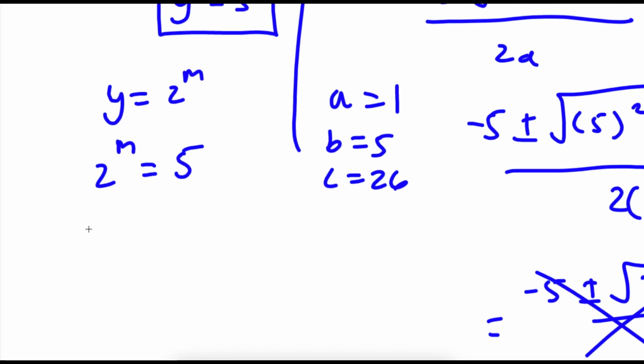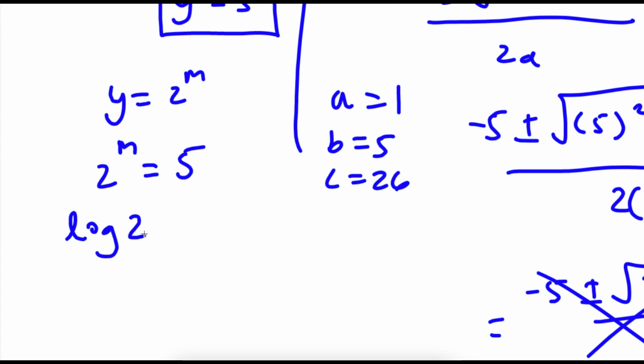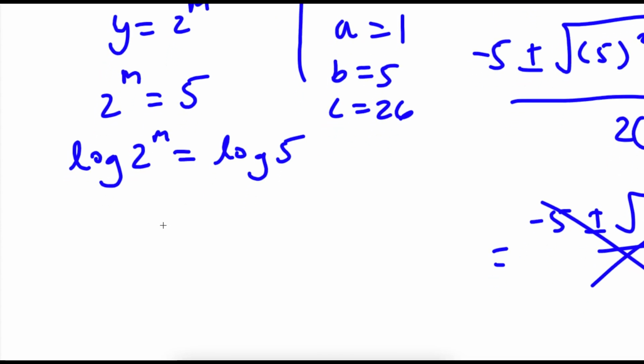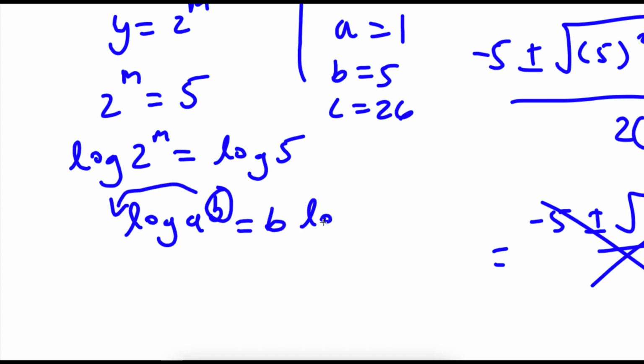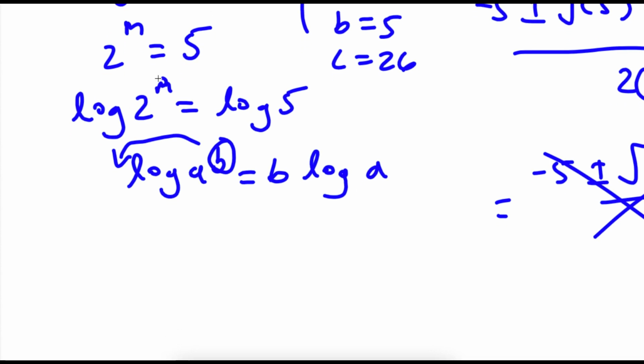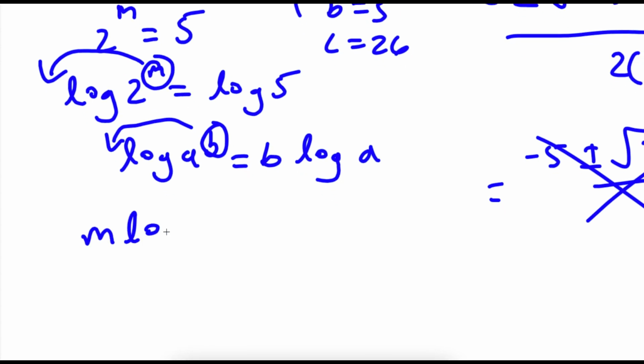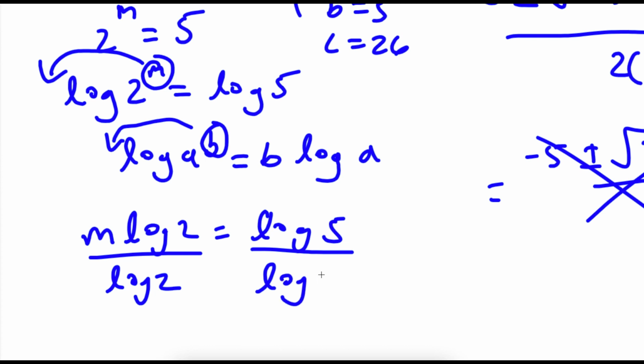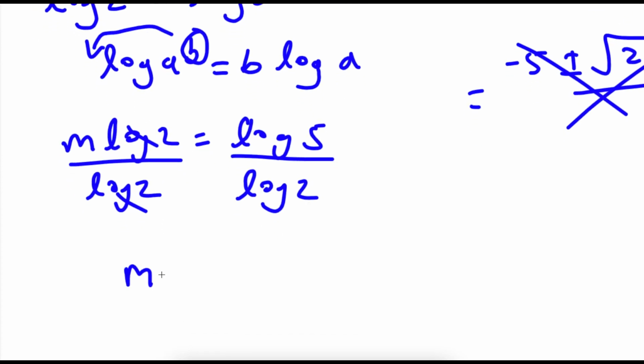So now to solve this, I'm going to take the log on both sides. So now I have log 2 to the power of m is equal to log 5. And now an important property of logarithms is that if I have log a to the power of b, I can actually move this exponent b to the front of the logarithm. So this would give me b times log a. So now I can move my m here, my exponent, to the front. So now I'll have m times log 2 is equal to log 5. Now I can divide both sides by log 2. These two will cancel out, and I'll be left with m is equal to log 5 over log 2.